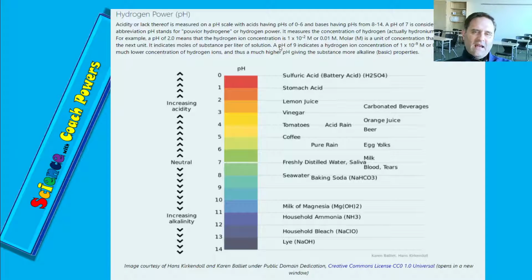Some things you might not be familiar with are the units here. A 1 times 10 to the negative 2 molar solution. I use this when I mix solutions in a chemistry lab. How concentrated it is, or how many moles are in a solution, the molar concentration, M, is a unit of concentration. I'll explore that in the next unit, unit 8, where we'll touch on it a little more, but I just want to introduce that quickly.